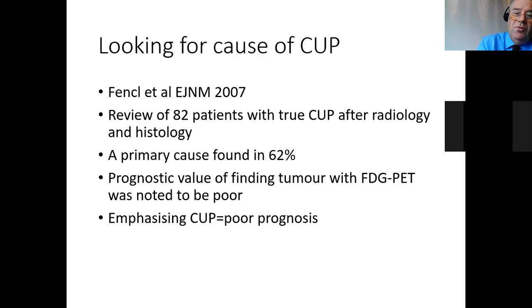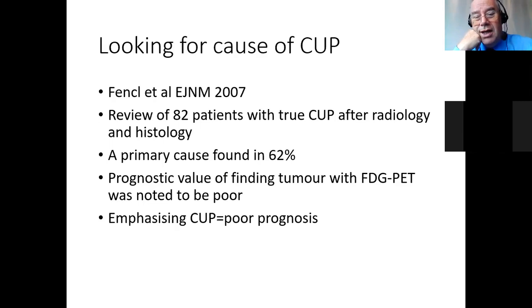There was a review from Germany looking at 82 patients who had a true cancer of unknown primary after both radiology and histology, and they found a primary in about 62% of these patients. And we did a review of around 80 of our patients, which we didn't actually publish, but we found that the results were pretty similar. We found a positive in around 2/3 of the patients.